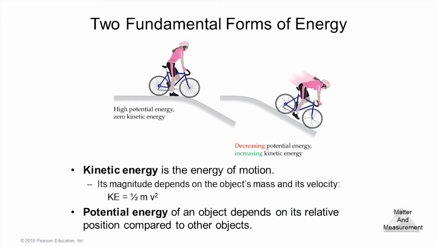Heat is energy, but it is always associated with temperature change. There are 2 fundamental types of energy: kinetic energy and potential energy. You can always calculate kinetic energy using this equation: 1/2 mv², where m is mass and v is velocity.